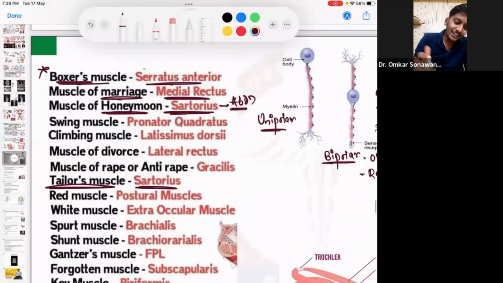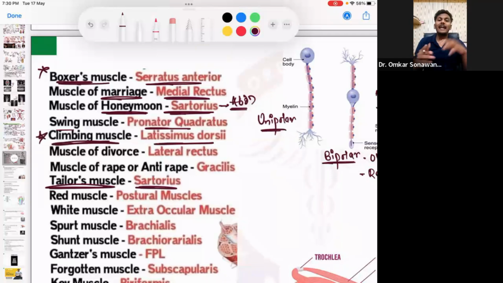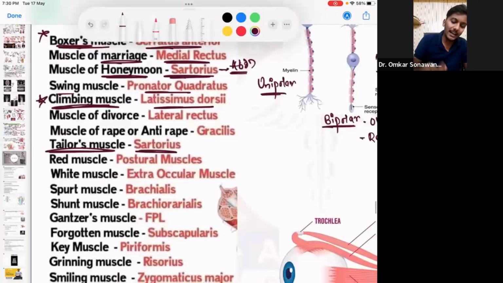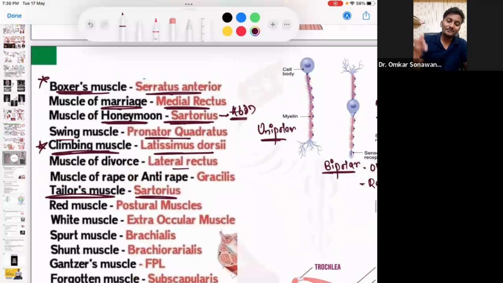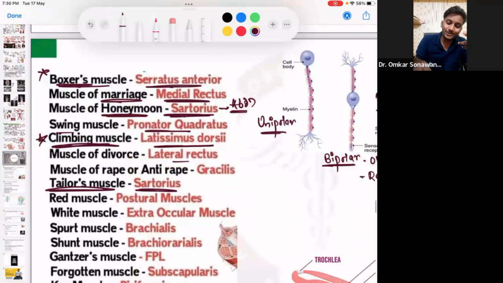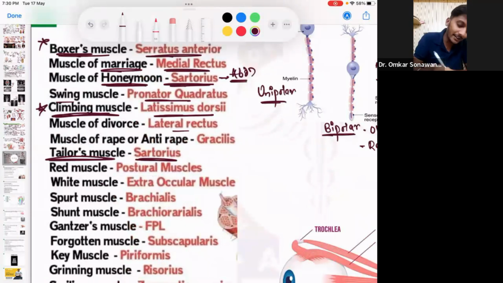Then the swing muscle is the pronator quadratus. The climber's muscle is the latissimus dorsi. The muscle of divorce is the lateral rectus. Marriage is the medial rectus, divorce is the lateral rectus. This is not important, I gave it as a joke. But the rest, like boxer's, are important. Honeymoon was asked. Climber's has also been asked. Tailor's has been asked. Important: the Tailor's muscle is the sartorius muscle.